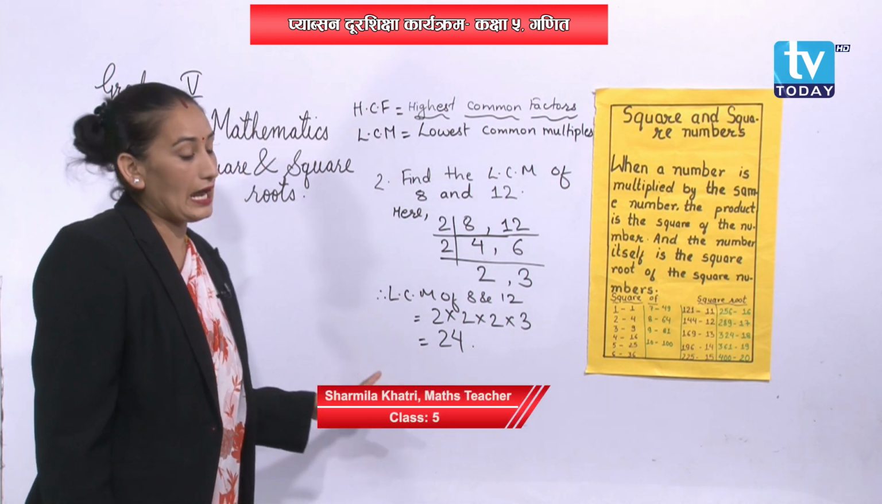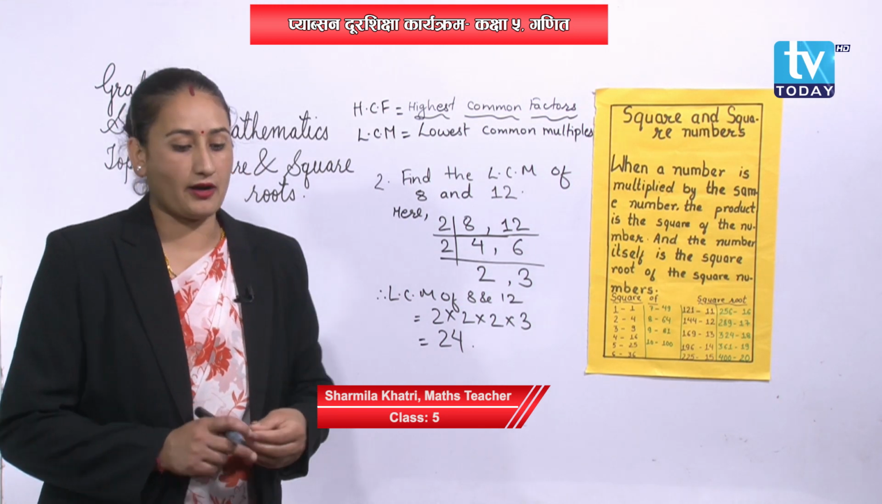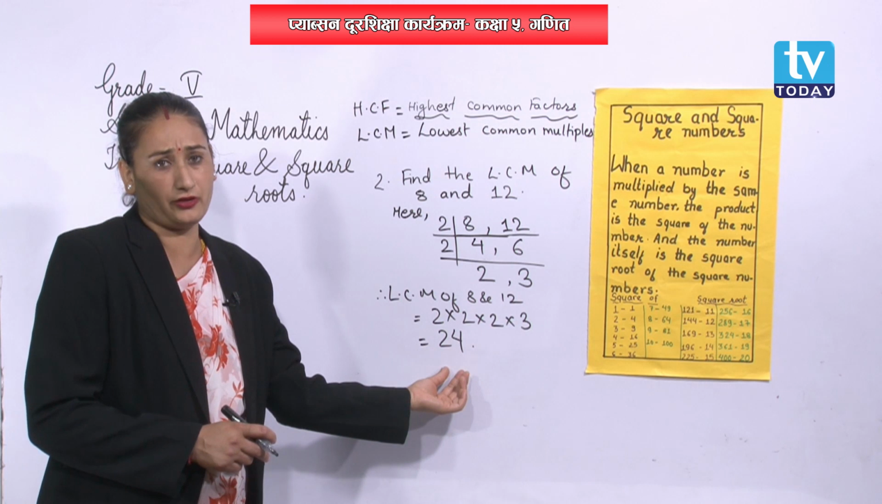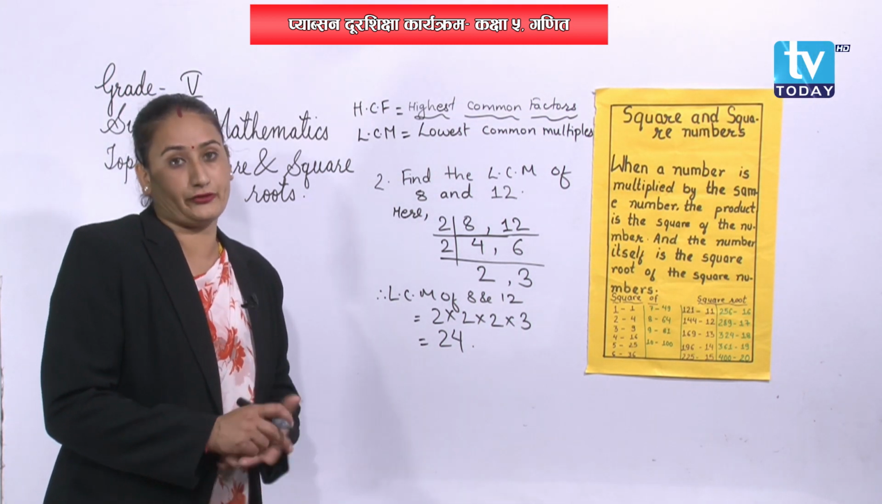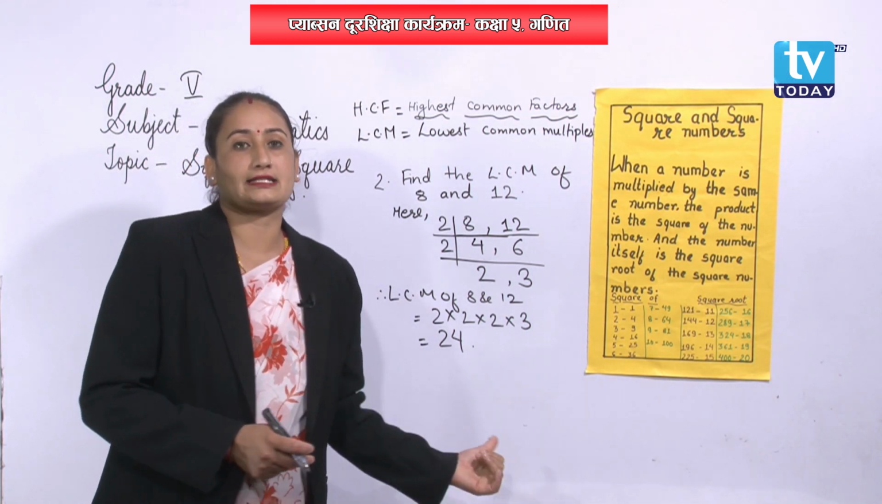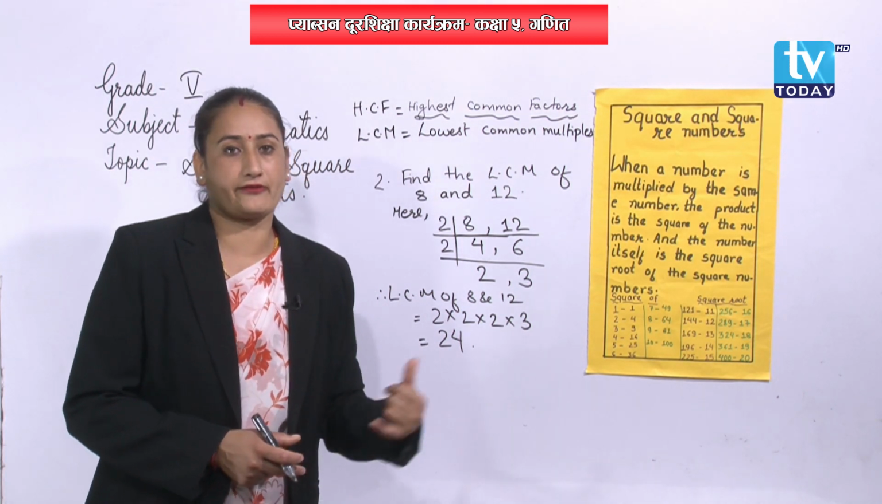Okay students, now can you say the smallest number, that means the LCM of 8 and 12? That smallest number of 8 and 12 is 24. Can we write it? The common multiple is 24. The common multiple of 8 and 12, we can say, is 24. Can we write it like this way?